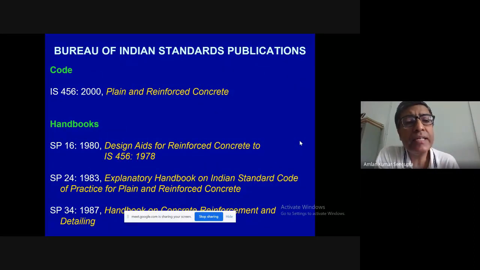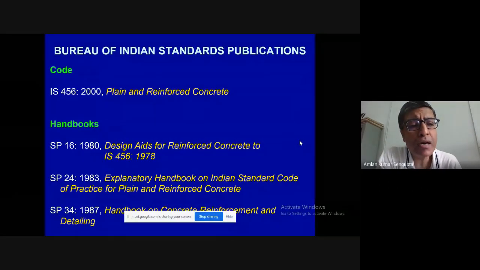The IS stands for Indian Standard. 456 is a number which is given to this particular code, and 2000 represents the version it came out in, the year 2000. Please note, this code will be updated maybe in the coming few years.